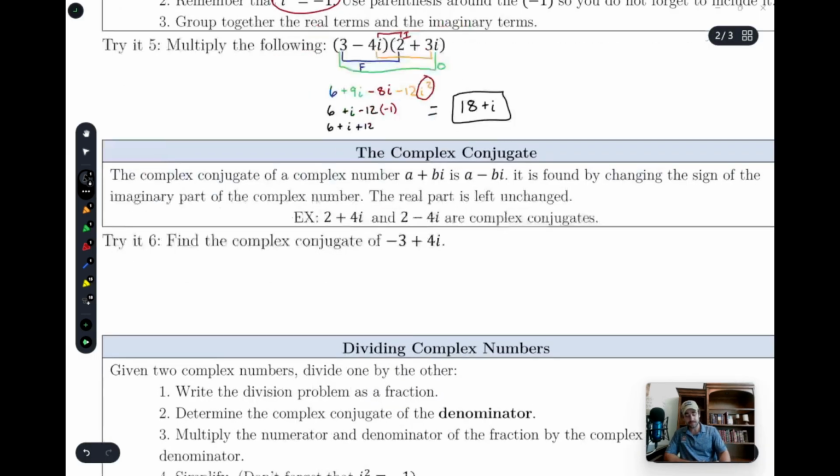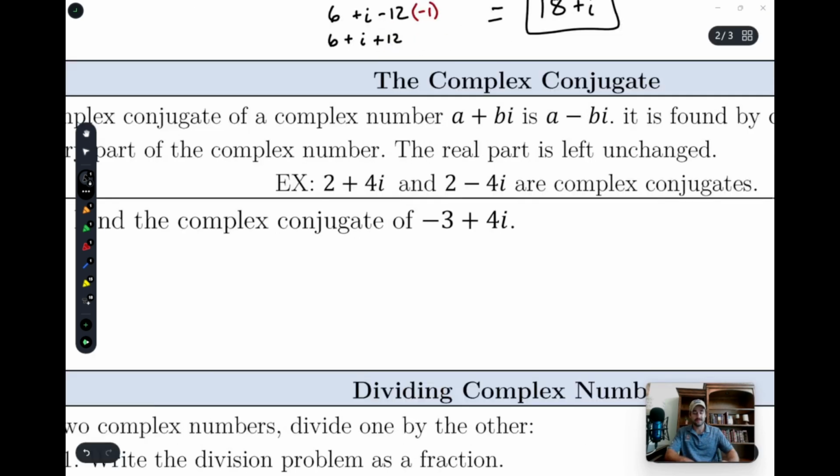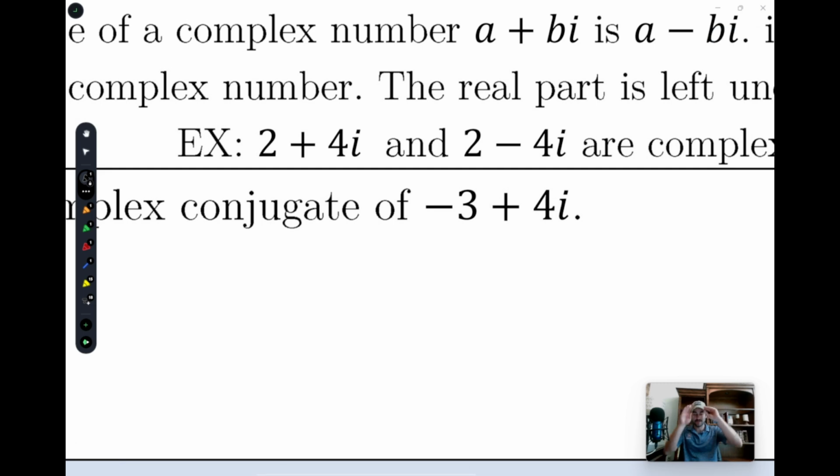So dividing requires knowing the special term, the complex conjugate. The complex conjugate is changing one sign, S-I-G-N, in your term. So look at this example, and that's the best definition. You can read through the definition, but the best example is look at what they've done. They've changed the sign of the i term. The i, even if it were in the front or the back, doesn't matter.